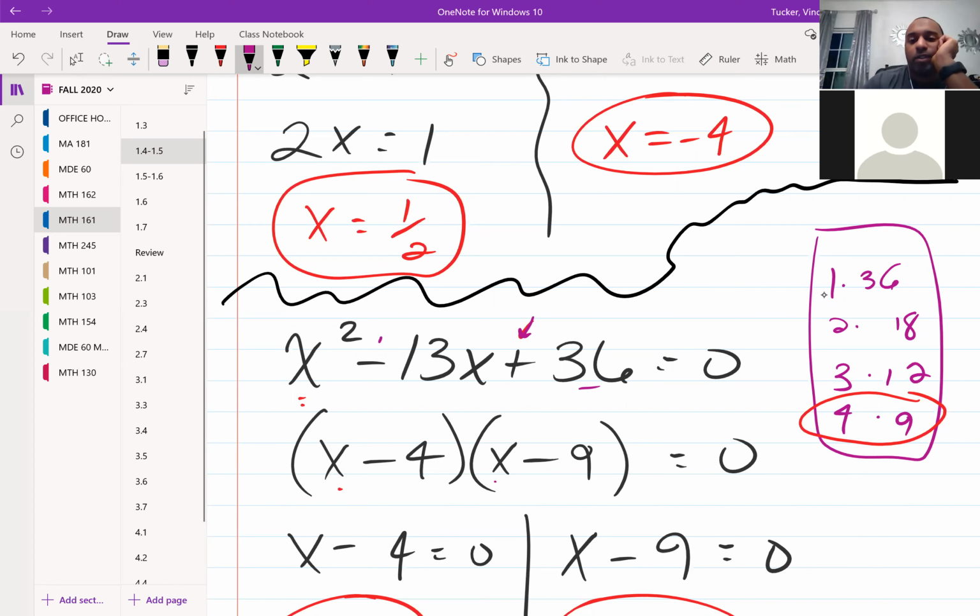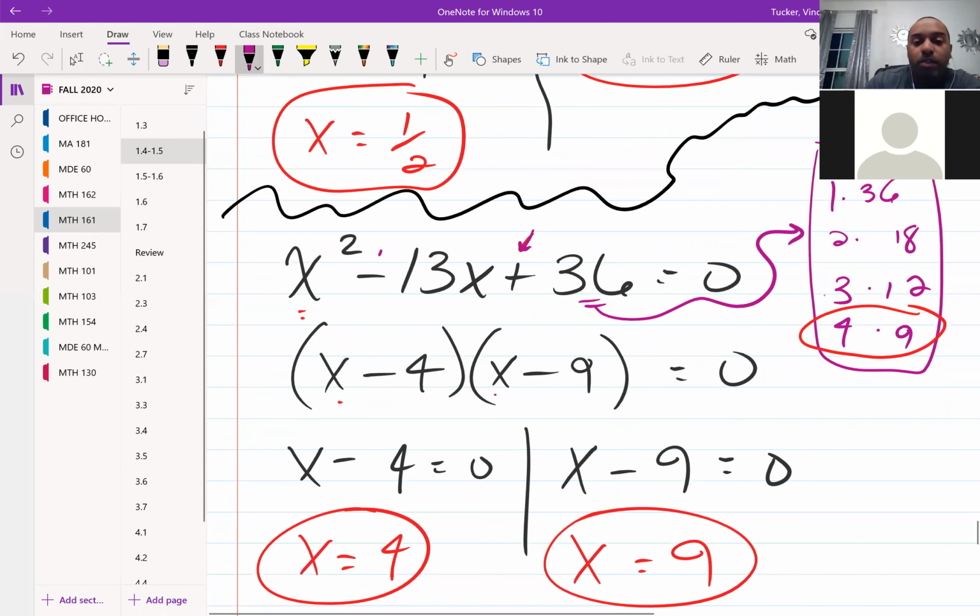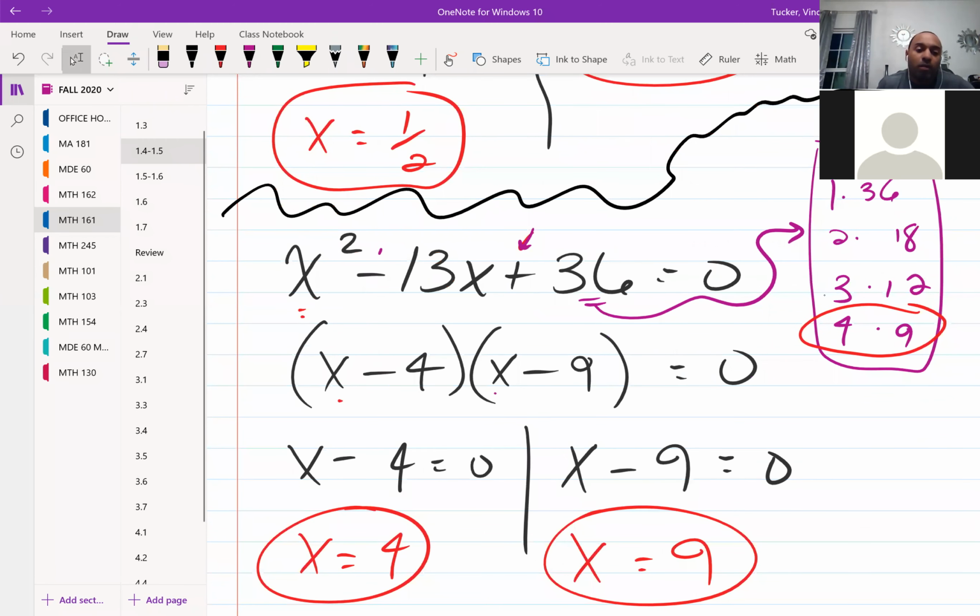And then I need factors of 36 that will come together and give me that 13 in the middle. So we're looking at our factors of 36: 1 and 36, 2 and 18, 3 and 12, and then 4 and 9. So it's the 4 times 9 that will multiply to give us the 36, and then add together to give us 13. And so that's why I got x minus 4, x minus 9. And then set each part equal to 0. X is equal to 4 and x is equal to 9.